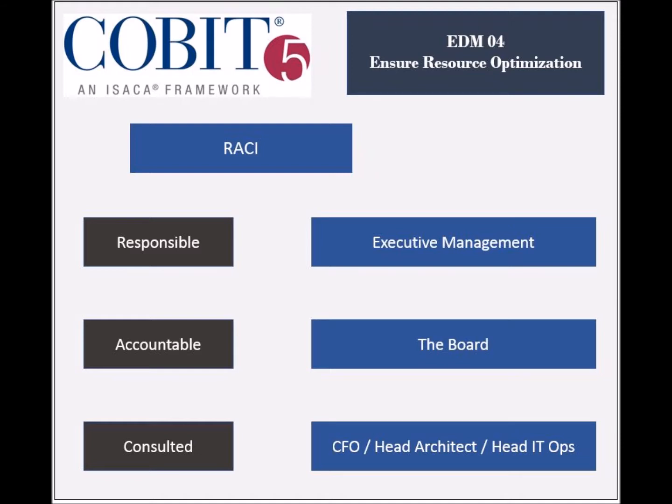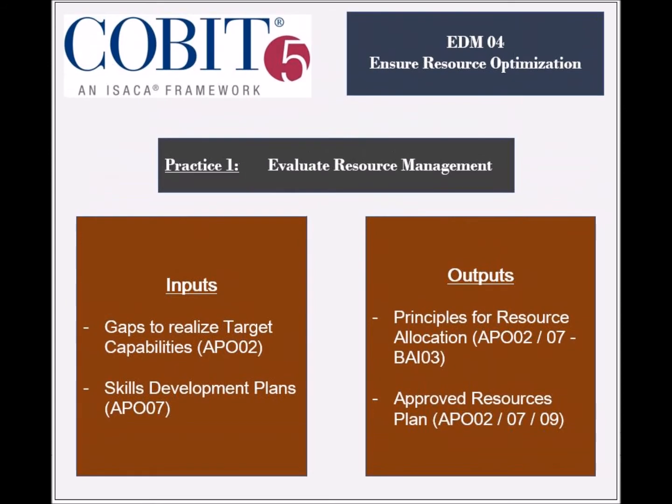other managerial personnel. This process has three practices, which are: evaluate resource management, direct resource management, and monitor resource management. The first practice, which is evaluate resource management, receives several inputs from the APO processes, such as the skill development plans, and the gaps required to realize target capabilities. It produces several outputs that are used by the APO processes as well, such as the guiding principles for the resource allocation, and the approved resources plan.